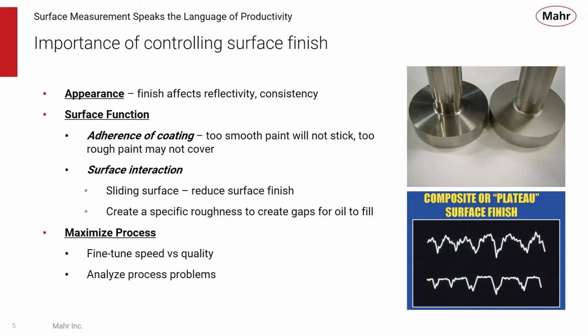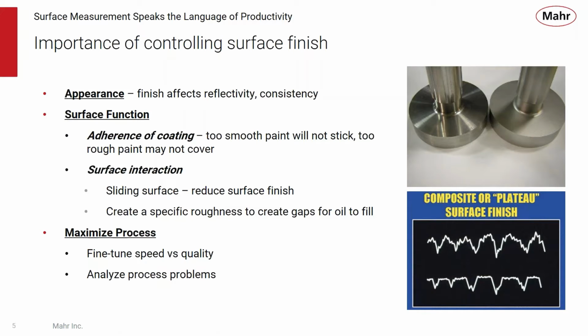There's also surface interaction. As sliding surfaces move together, you want to have a surface that's smooth so that you can have less friction on that surface. But you might want to create special surfaces that do have a lot of mating surface, a lot of bearing area, but there might be some grooves or small surface valleys put into that surface so that oil can be there and help lubricate the movement of the two surfaces. So surface interaction is a very important reason to monitor surface finish.